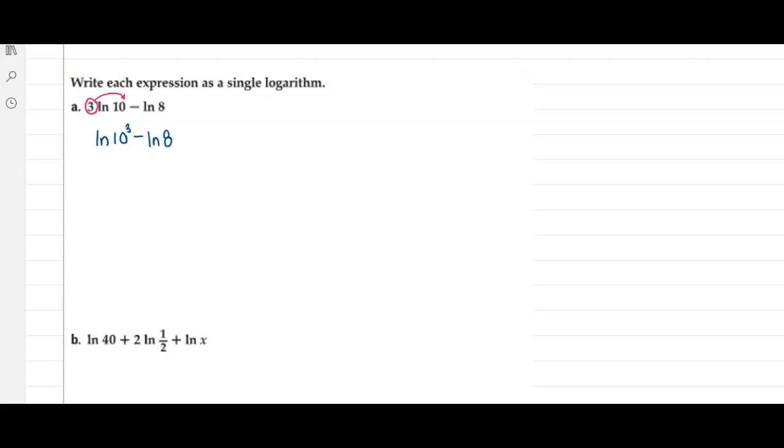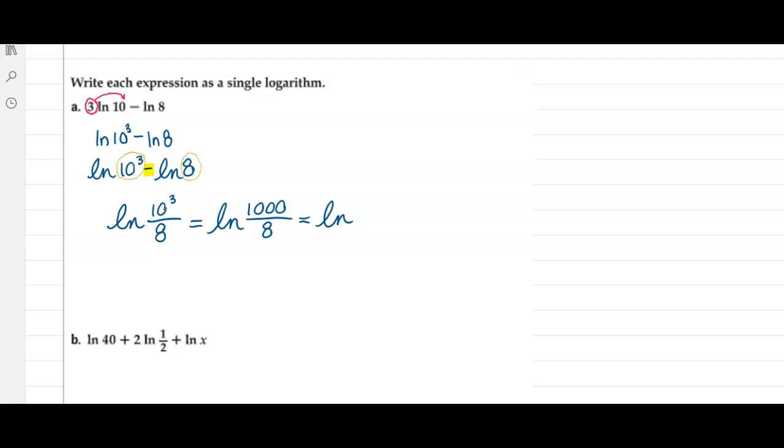A lot of times, because writing ln kind of looks like a 1, it's okay if you want to do it in cursive. That sometimes helps you remember that that's the natural logarithm. Now, because I have subtraction, that means I can take these components and divide them and express them with one logarithm. 10 cubed over 8. Now I could clean that up a little bit more because 10 cubed is 1,000 divided by 8.